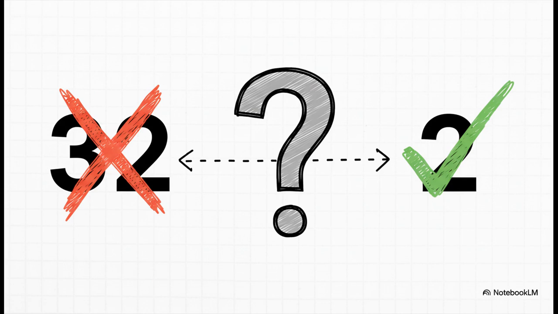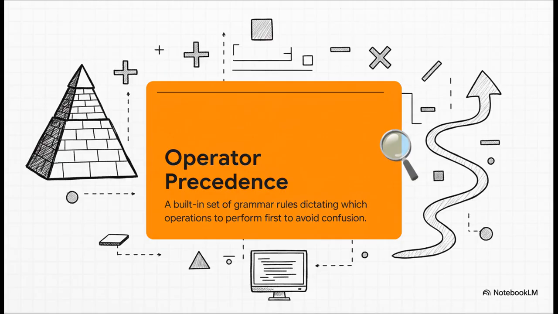What's the secret rule? The secret is something called operator precedence. And this is gonna sound familiar to anyone who remembers PEMDAS, or Please Excuse My Dear Aunt Sally from math class. It's a strict built-in set of grammar rules that every computer on the planet follows to avoid confusion.